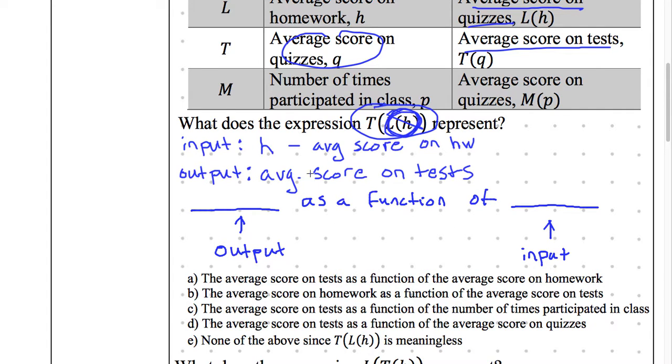So our output is average score on tests. So we should say average score on tests as a function of. Average score on tests, so it's not this one, that's average score on homework. And it's probably not E. So it's either A, C, or D. And our input is average score on homework. So as a function of average score on homework, the correct answer here looks to be A. Yeah, it's A, because our input was average score on homework, and it says average score on homework right here.